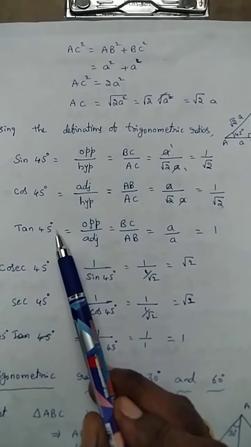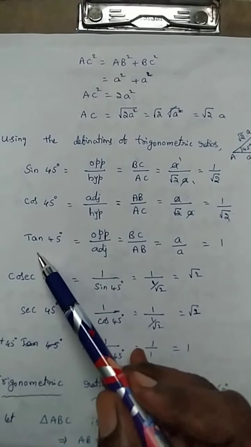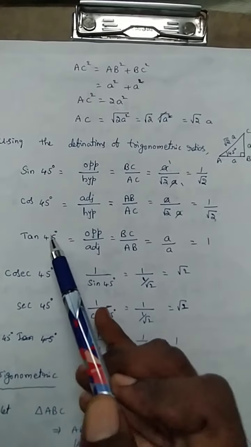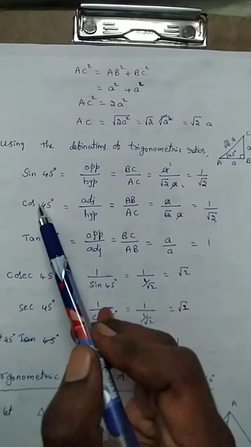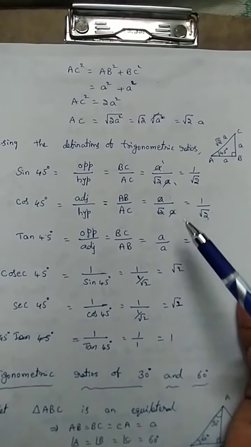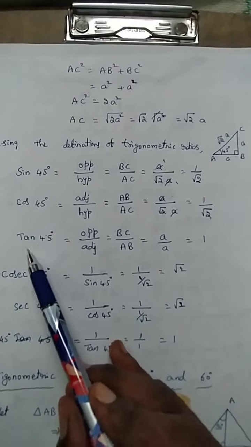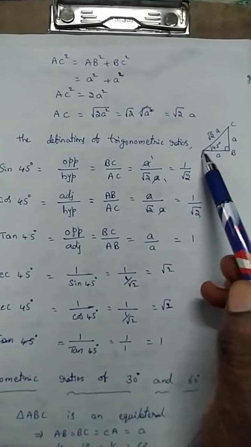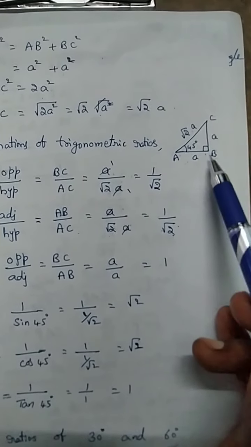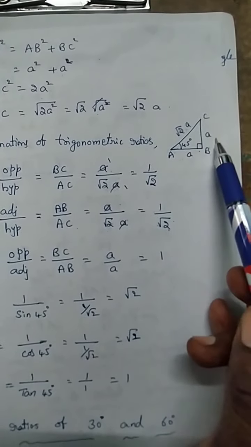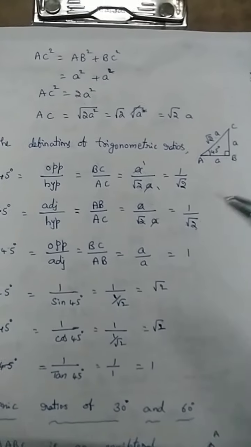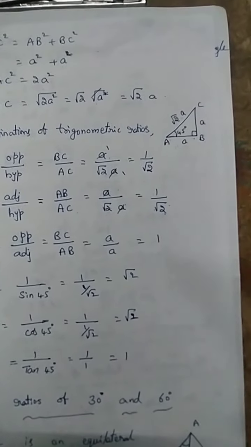Then coming to tan 45 degrees, we already know one formula: tan is sine by cos. So tan 45 is equal to sine 45 by cos 45. What is the sine 45? 1 by root 2, by cos 45, 1 by root 2. They cancel, and the result is 1. Other than that, what is the formula for tan 45 degrees? Opposite side by adjacent side. What is the opposite side for this? BC by AB means A by A, which is 1. Whatever procedure you follow, the result is the same.